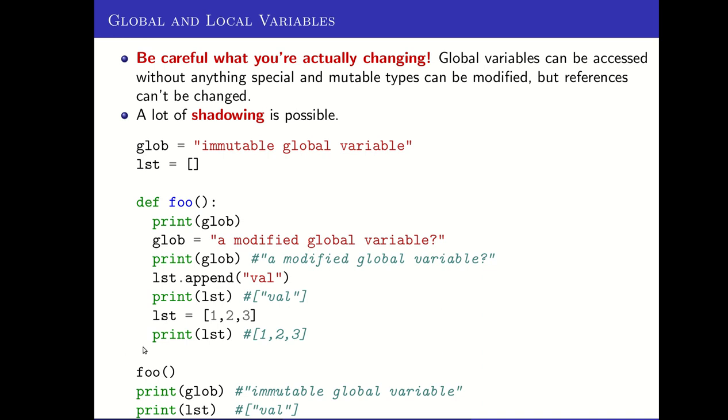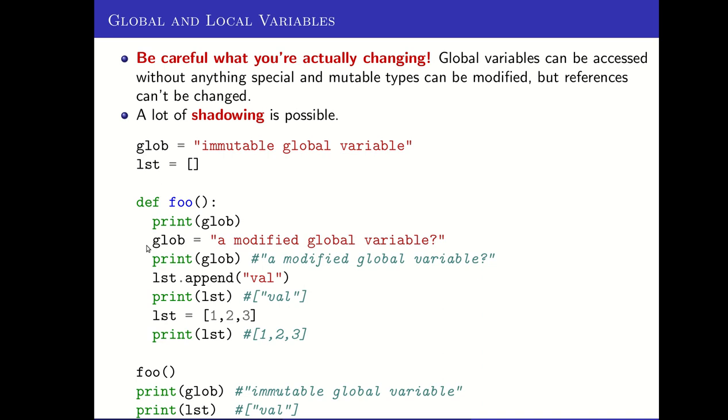So if you call foo, then all of foo's statements will act as you would expect. If we look at the ones particular to glob, it first prints the original value, the global value, then it prints the supposedly modified value. But in the global scope, glob is still immutable global variable, its original value. This is not magic. Python doesn't keep track of how you changed glob and revert it back or anything like that.